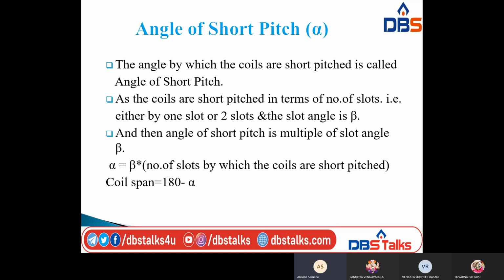So I am writing alpha is equal to beta into the number of slots by which the coils are short pitched. You already know the formula, coil span is equal to 180 minus alpha. So this is the angle of short pitch, alpha is equal to beta into the number of slots by which the coils are short pitched. This is the formula.